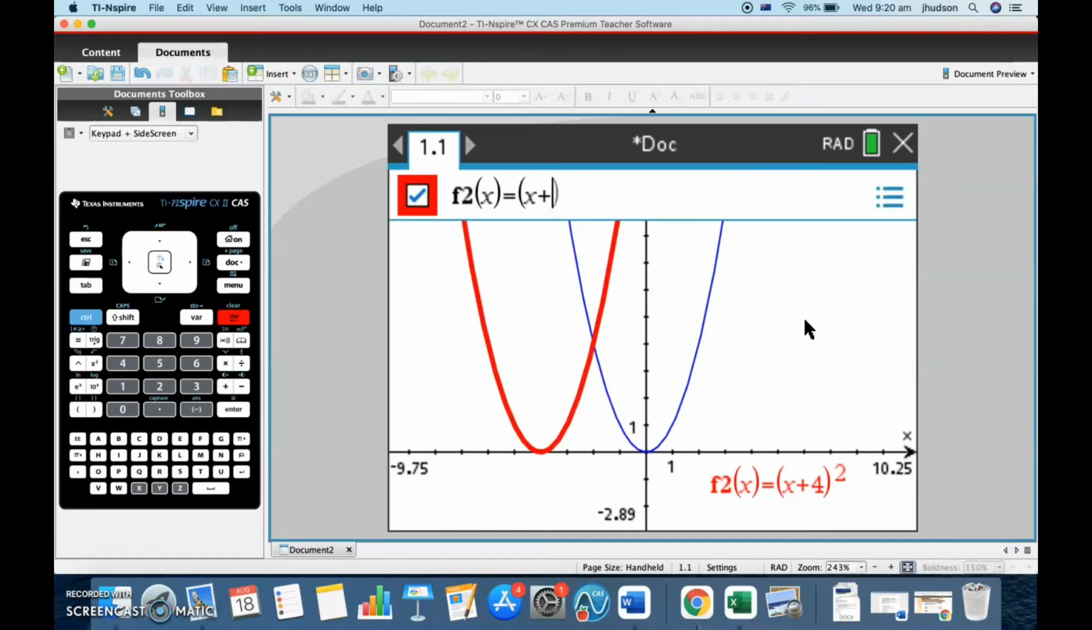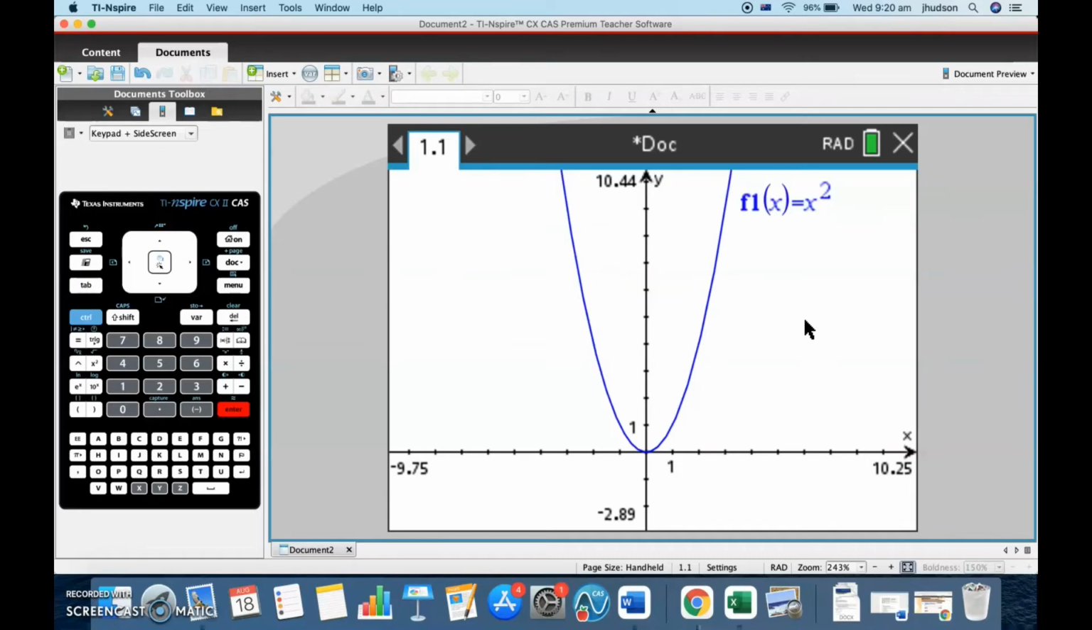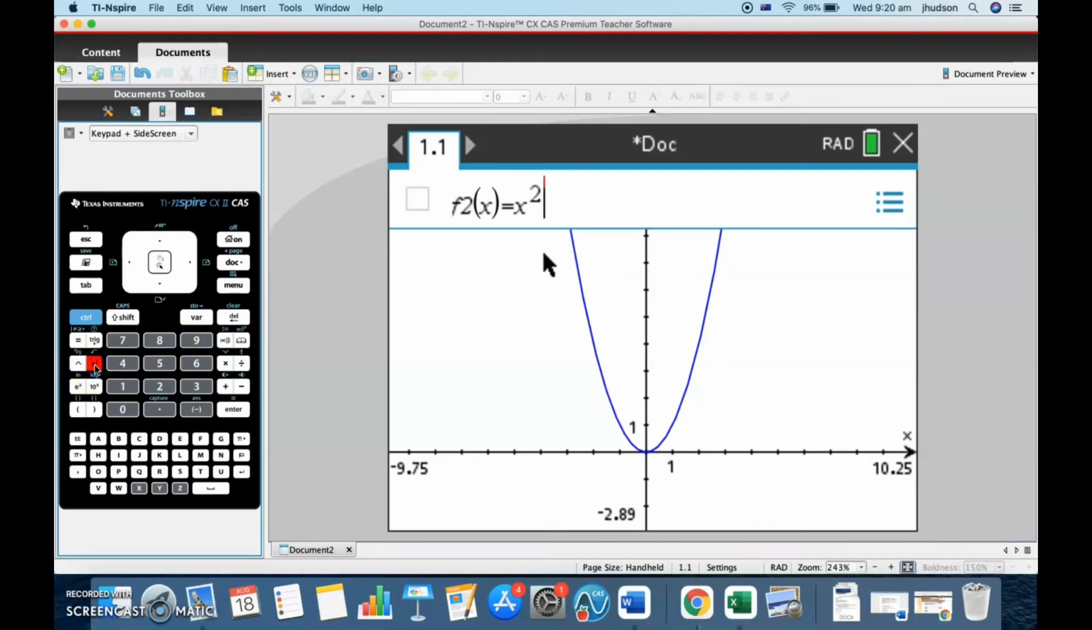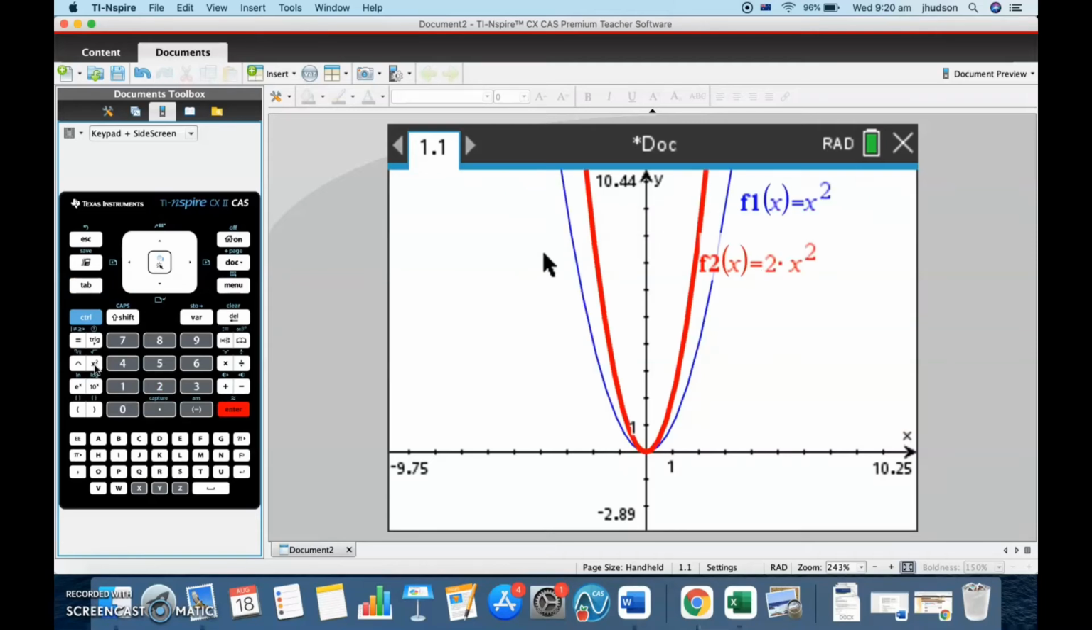Let me get rid of this one now. I might try something else. Let's just put our x squared in. Now I might put a number out the front. Let me just put a 2 out the front. Do you see how if I put a 2 up the front, it's kind of made it a bit skinnier? What that's actually done is it's dilated all the points times 2 from the x-axis. So anything that was down here has been stretched upwards.